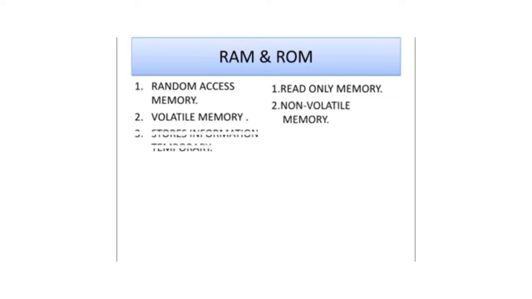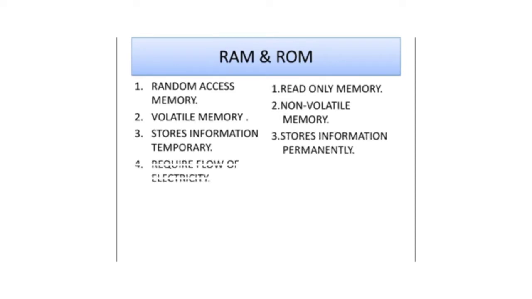Next is RAM. It can store information temporarily. That means whenever we turn off the computer, the memory will be lost. When we restart our computer, we will not be able to get that data again. Next, ROM. ROM stores information permanently. That means ROM can store data for a long period of time. It does not depend on the power supply or electricity.